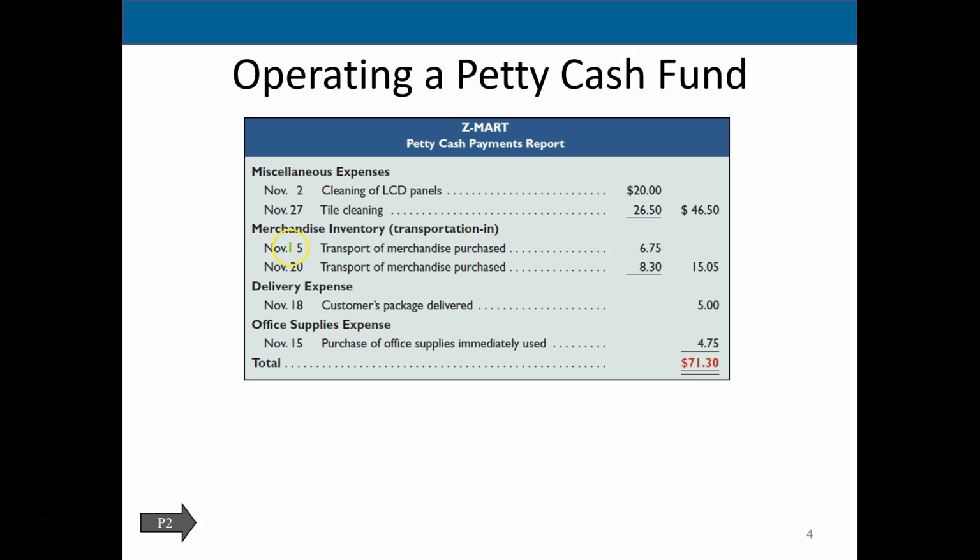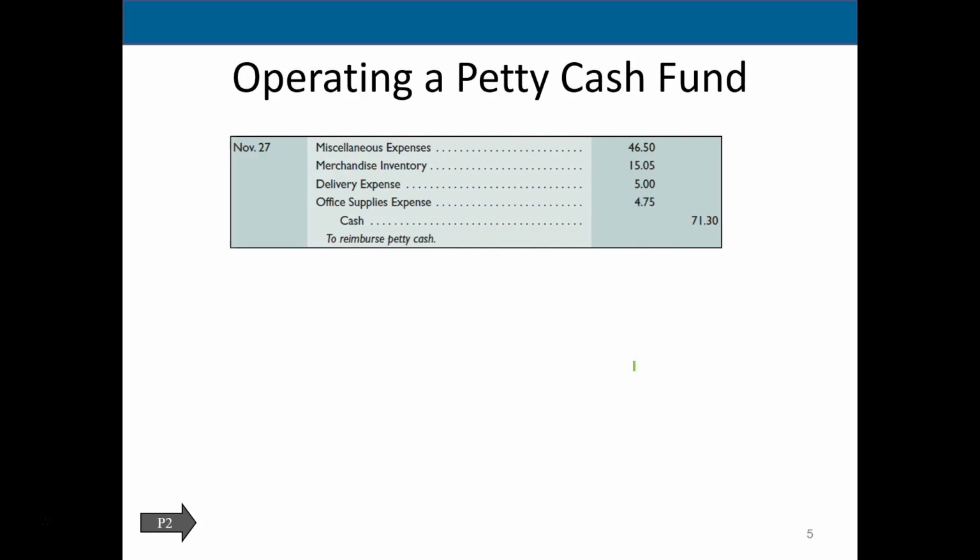Merchandise inventories, so the transportation costs often might have to be paid through the petty cash. So we have that coming up to $15.05 in this case. Again, we might have the receipts in the petty cash fund, just a list of the payments. Then the delivery expense for a courier, $5. Office supplies here, $4.75. If we add up the outer column, we come up with the $71.70 in this case.